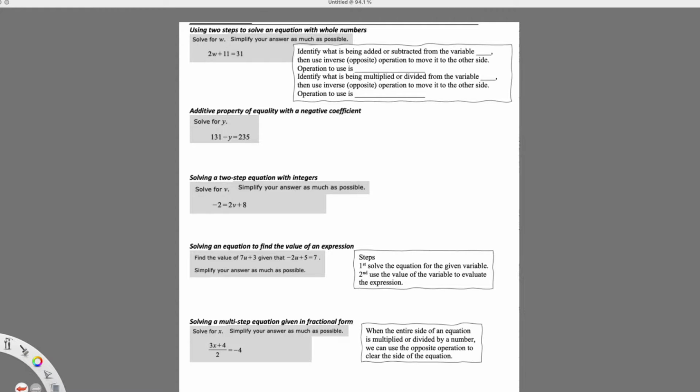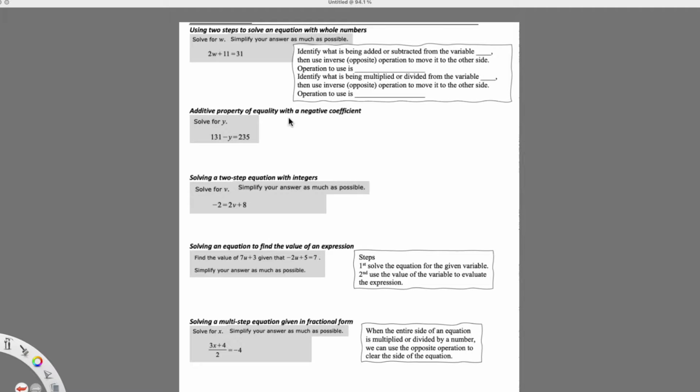Alright, so in this video we're going to start looking at solving two-step equations. So this is combining our additive and multiplicative properties that we practiced in the last couple of videos. We are actually going to practice the additive property right here. So we're going to be doing two steps from here on out.